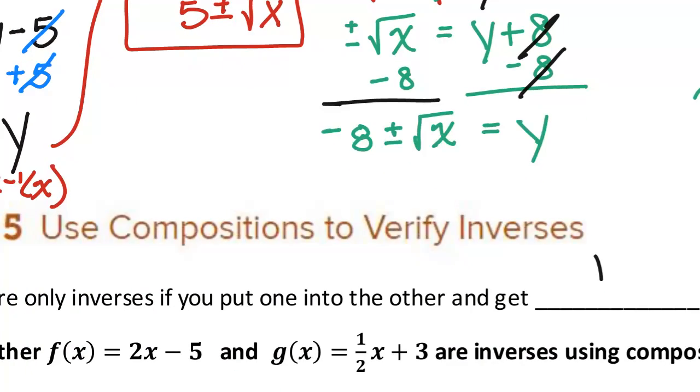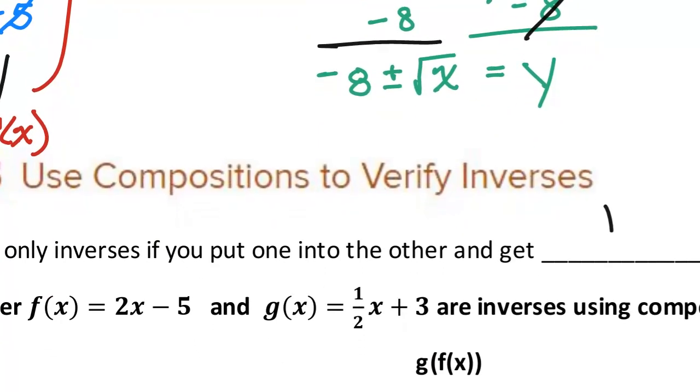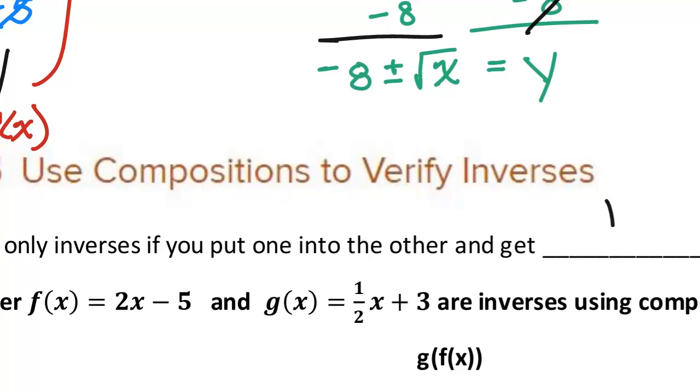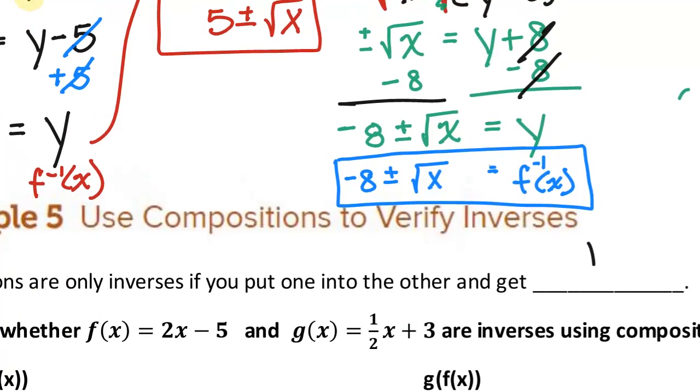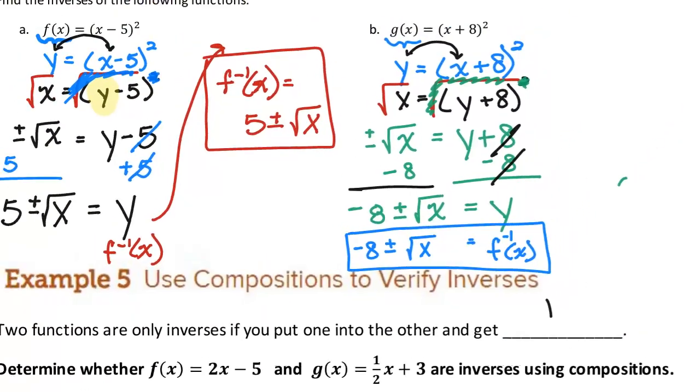And I'm thinking, hey, that looks pretty good. But there's one more thing I need to do. I can't leave it like this. What do I have to do? I need to change that y to show that this is the inverse of f of x. And that is -8 plus or minus the square root of x. Okay? And there it is.